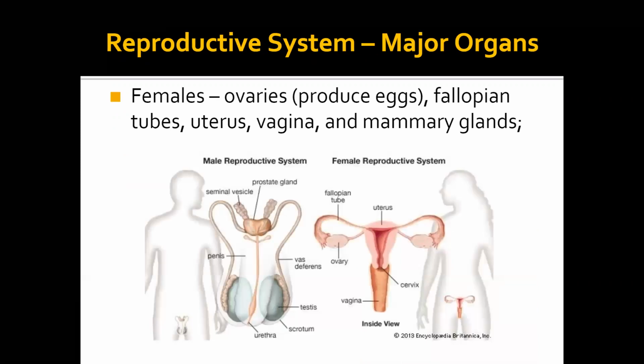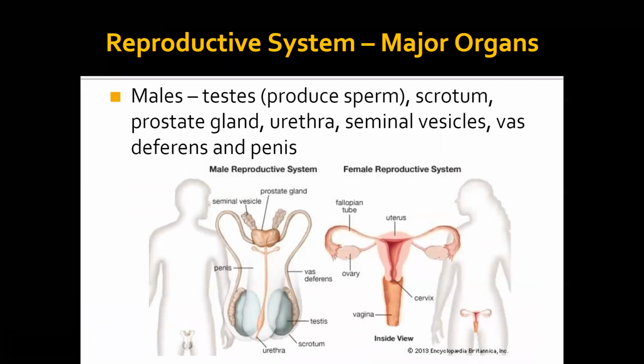So females have a different reproductive system than males. Obviously, females' reproductive systems are going to include ovaries, who function to produce the eggs, fallopian tubes that will connect the ovaries to the uterus, which could potentially house a child, the vagina, and any mammary glands are going to count for part of the reproductive system as well.